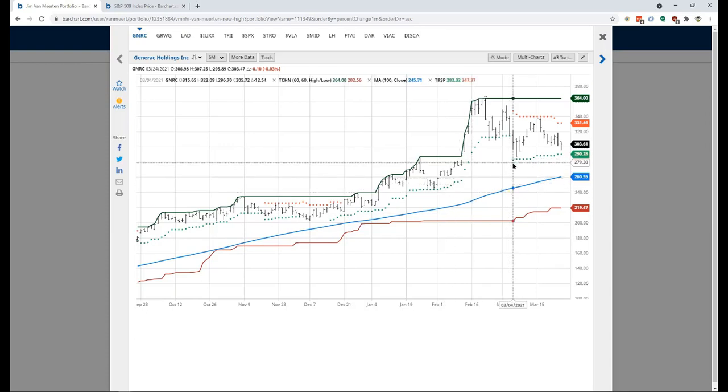It's there now telling me Generac doesn't know where it's going right now. It's got a resistance line and a support line. So it would be a hold right now. If it breaks through either that bottom line, then it's going to be all red in just a short time. So it's a stock that I'd be monitoring because it looks like Generac has run its course.